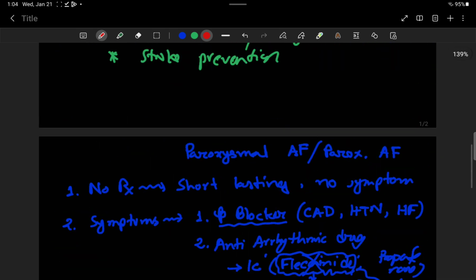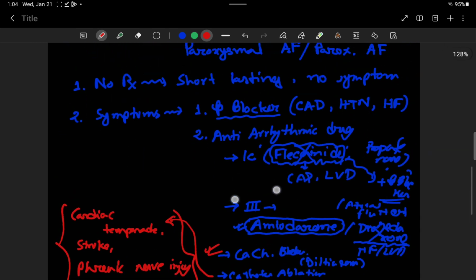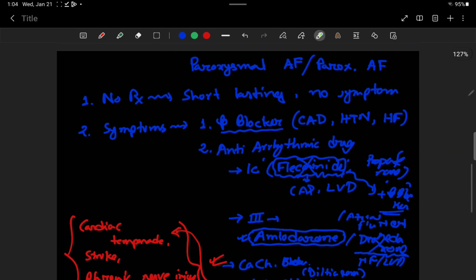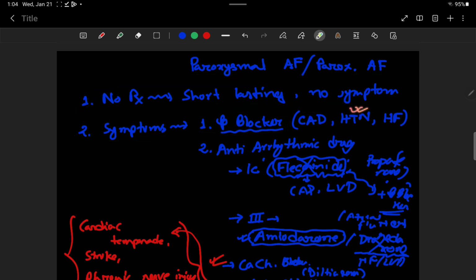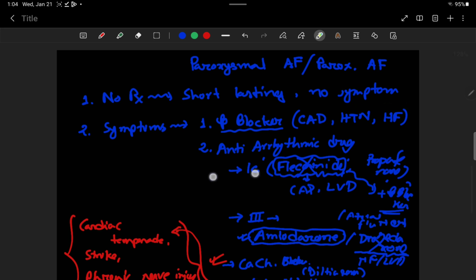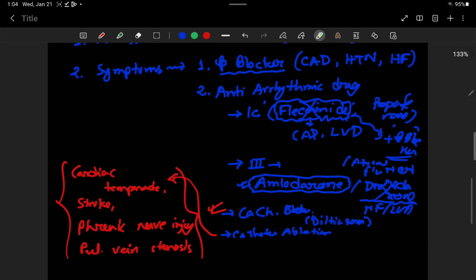Okay, so if I want to recap with paroxysmal AF, I can only say that in paroxysmal AF, you need no treatment if it is short lasting and no symptom is there. But if the patient is having a lot of symptoms, you can give the best drug first, one drug, beta blocker. It is friendly to coronary artery disease, hypertension, even heart failure. And if with that drug it's not controlled, you can also add an antiarrhythmic drug.